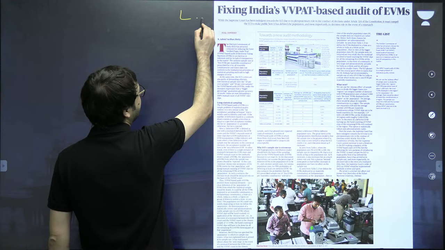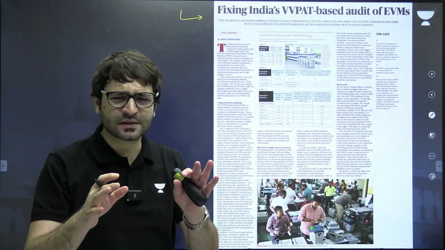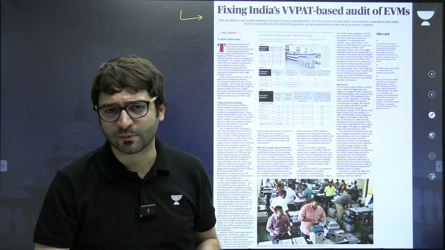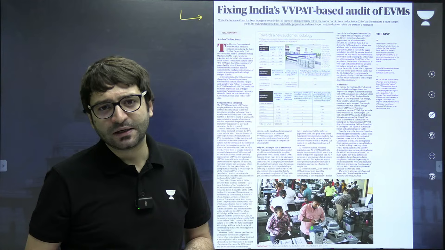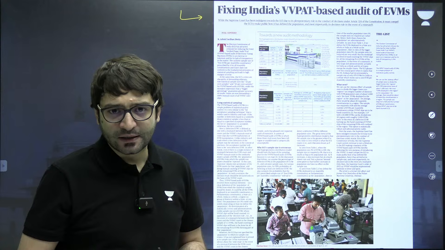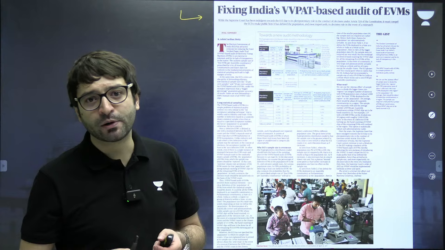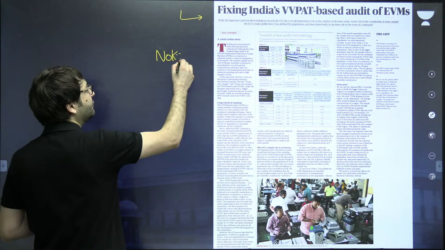Let's look at another topic, fixing India's VVPAT-based audit of electronic voting machines. This is a topic that we have covered in the past. I will briefly summarize and then we are done with this topic. Electronic voting machines were first used in a by-election to Paravur constituency in Kerala in 1982. VVPAT was introduced for the first time on the directions of the Supreme Court in 2013, and the first time it was used was in Noksen constituency in Nagaland.